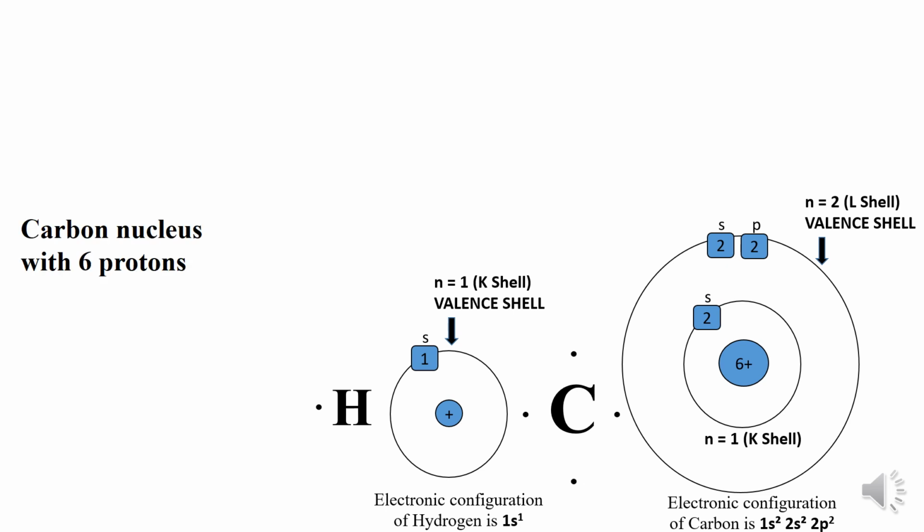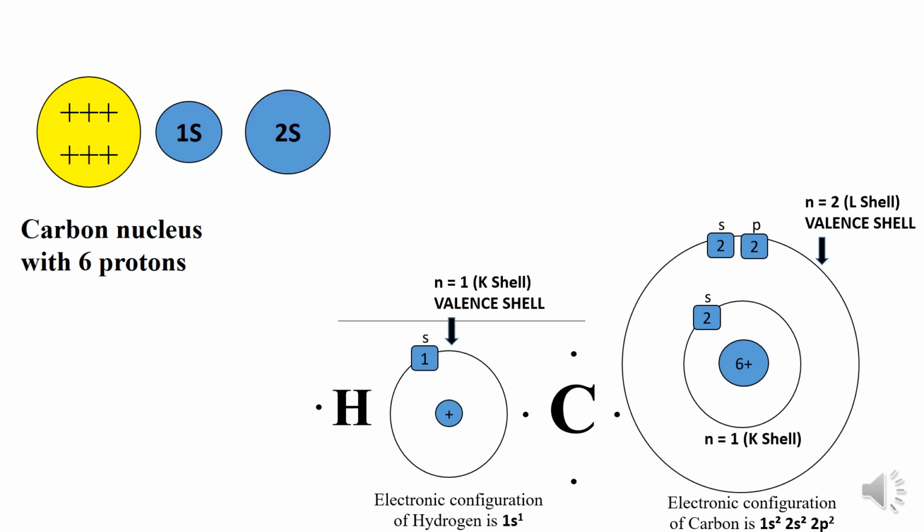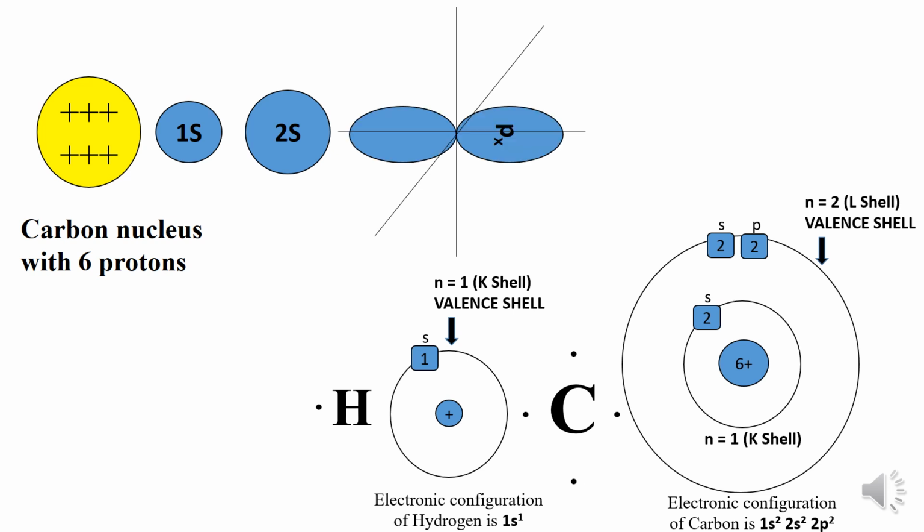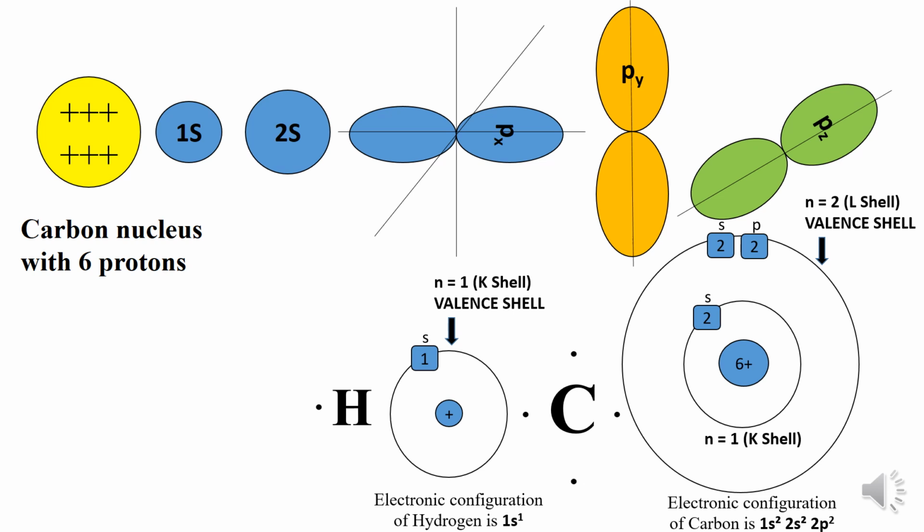Now in the case of carbon, where you find 6 protons in the nucleus, the nearest orbital is the 1s orbital. This is followed by the 2s orbital and the 2p orbitals. And in the case of 2p orbitals, they are oriented along the x, y and z axes. The px orbital is oriented along the x axis, while the py orbital is oriented along the y axis, while the pz orbital is oriented along the z axis.